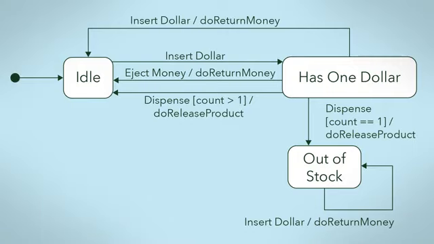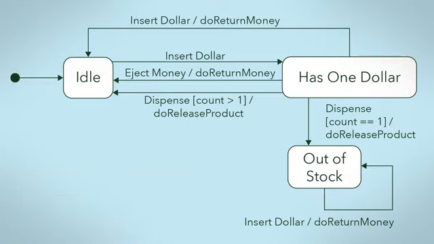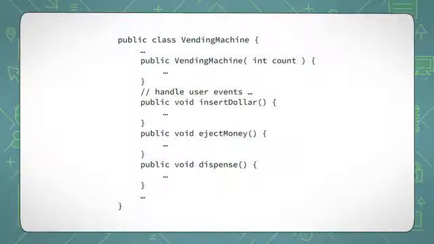There are two actions that the vending machine can do. These actions are do return money or do release product. Let's see what this might look like in code. My vending machine class would look like this.